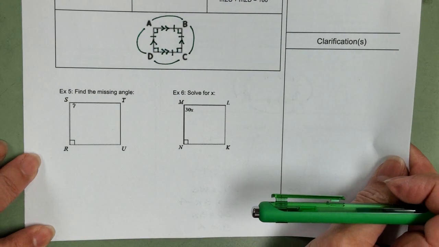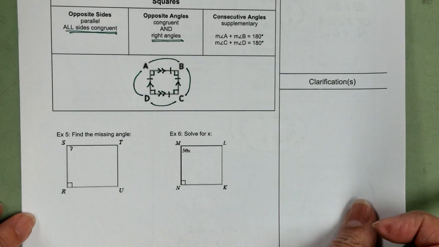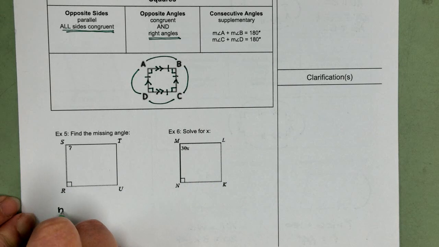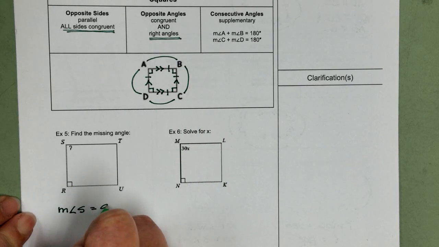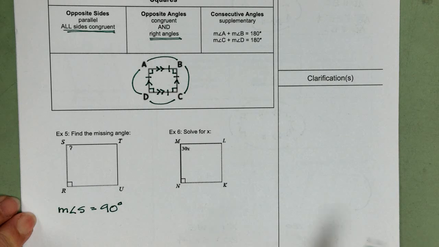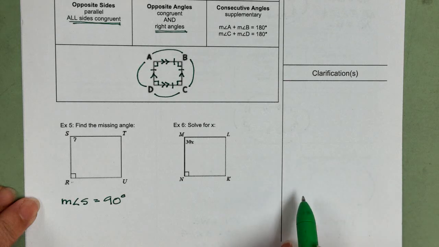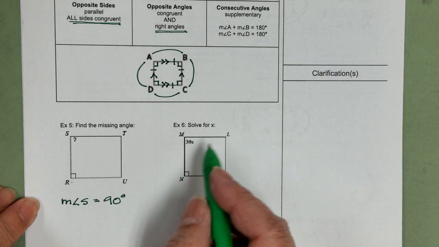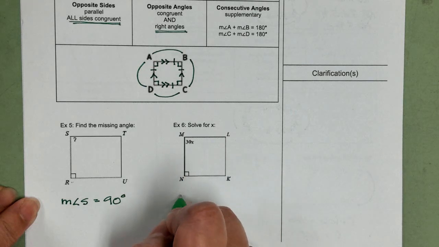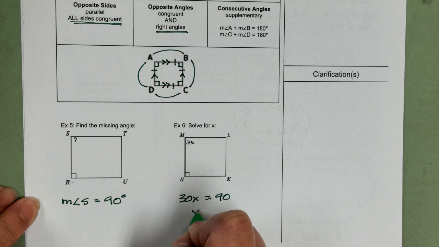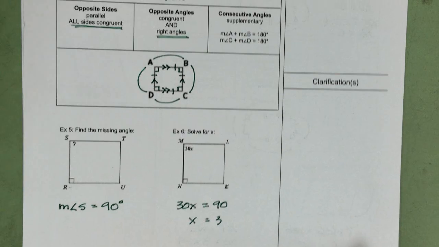So find the missing angle. We have a square. All angles are right angles, so that means the measure of angle S equals 90 degrees. If you can't remember that, S plus R is 180, R is 90, and 180 minus 90 is 90. Okay. Example 6, we have angle M is 30x. We know it's a right angle, so 30x equals 90, x equals 3.